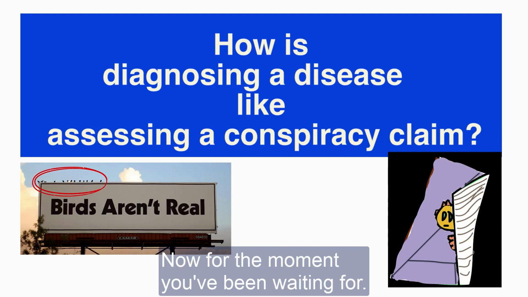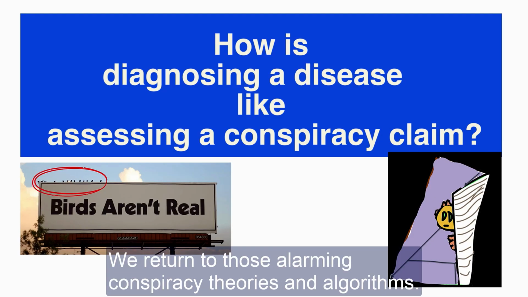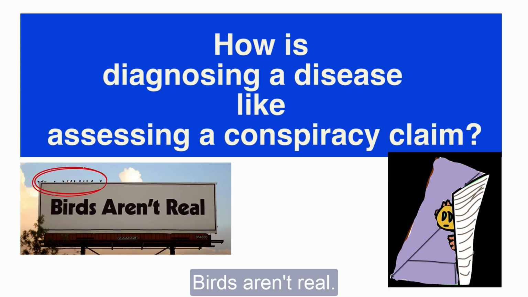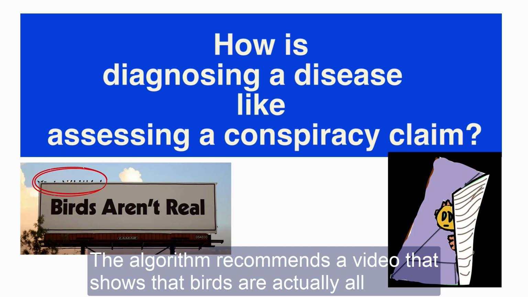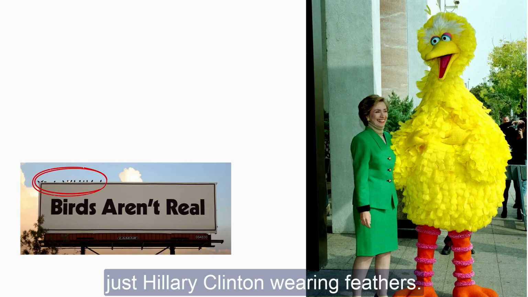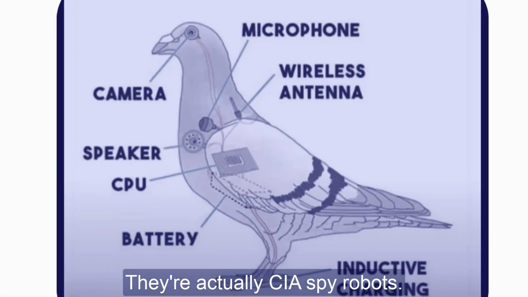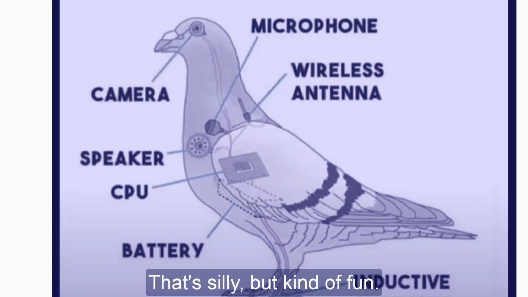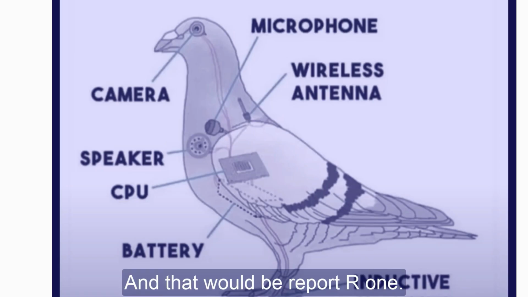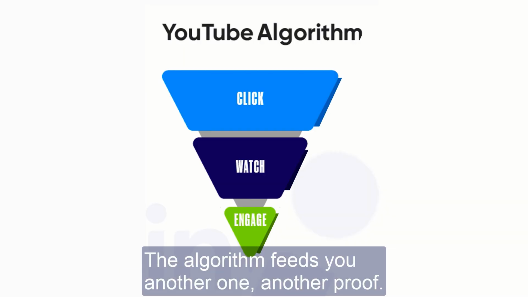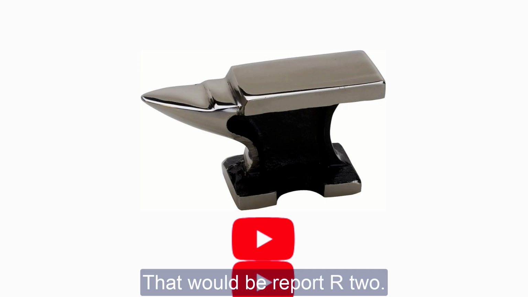Now for the moment you've been waiting for. We return to those alarming conspiracy theories and algorithms. Let's choose Birds Aren't Real. The algorithm recommends a video that shows that birds are actually all just Hillary Clinton wearing feathers. Oops, fact check. They're actually CIA spy robots. That's silly, but kind of fun. So you watch the video. That would be report R1. The algorithm feeds you another one, another proof. That would be report R2.